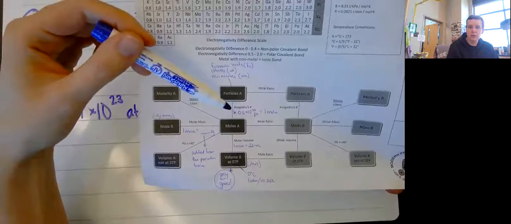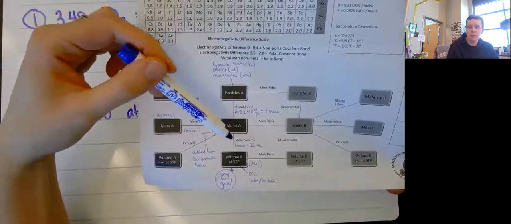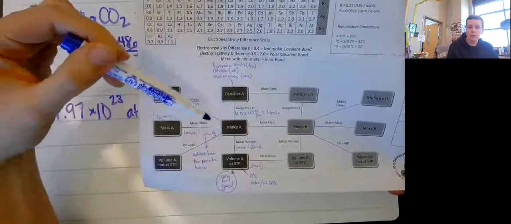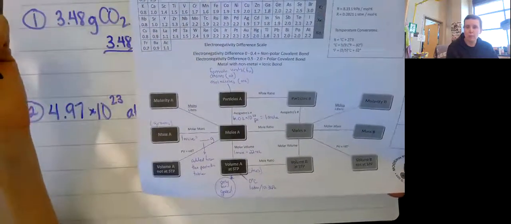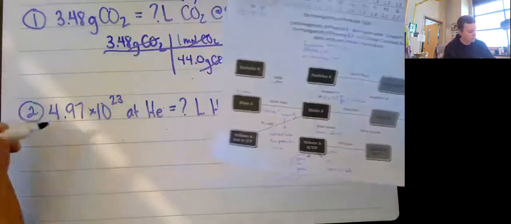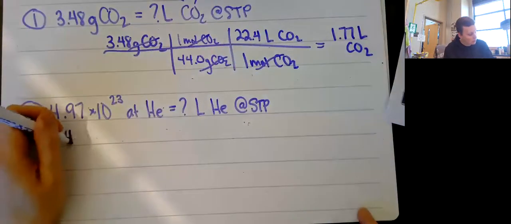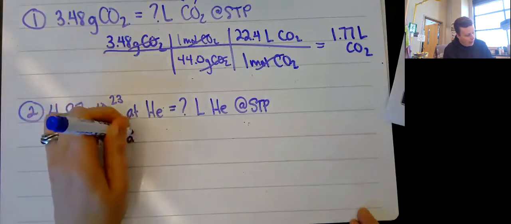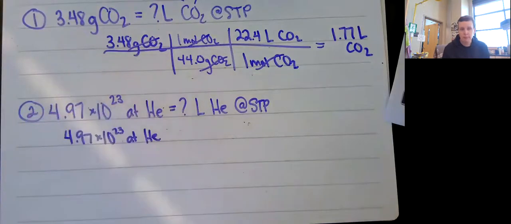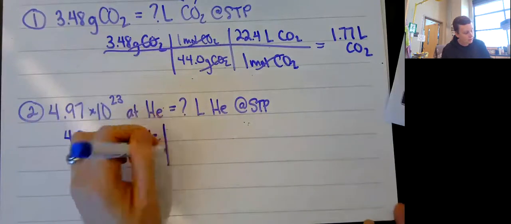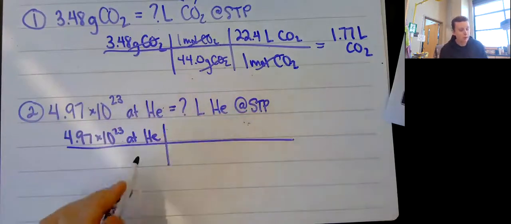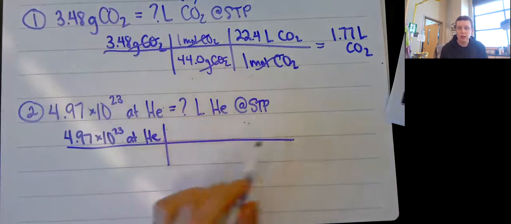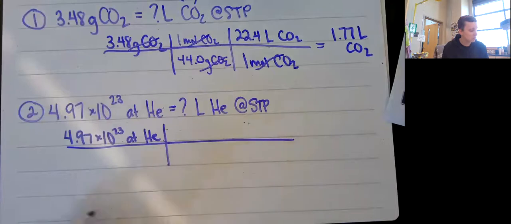First step is Avogadro's number. Second step is molar volume. Just remember all of these things, every single one of them is equal to 1 mole, and that will help you figure out where to put things to cancel. So start with what we're given, 4.97 times 10 to the 23rd atoms of helium. Set up your factor label grid, or if you prefer to do a multiplication sign with fractions, that's fine. Same thing, okay?